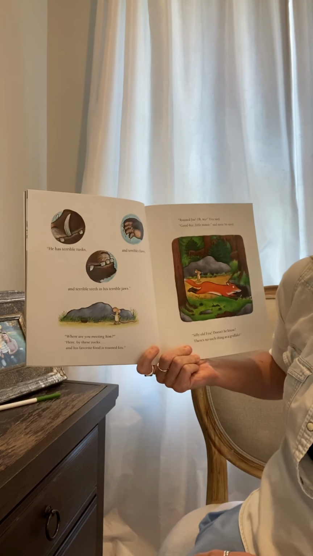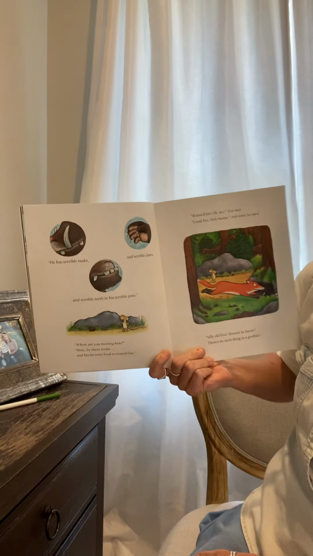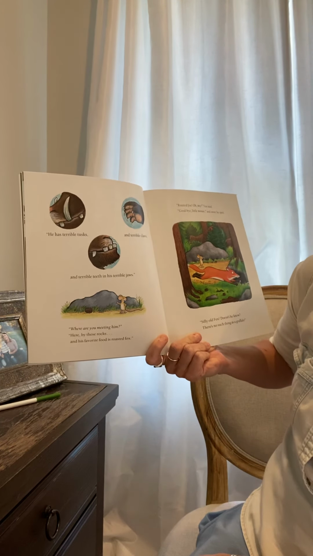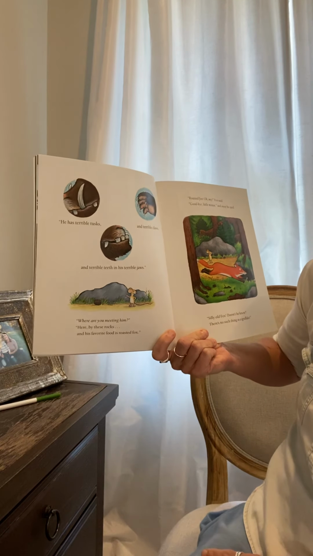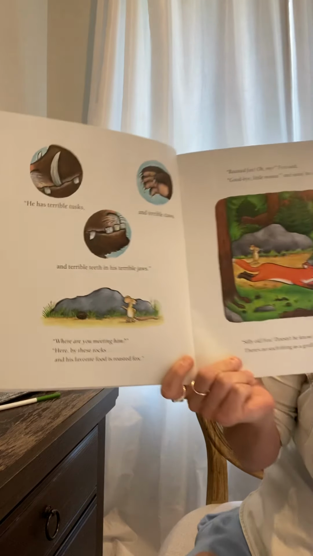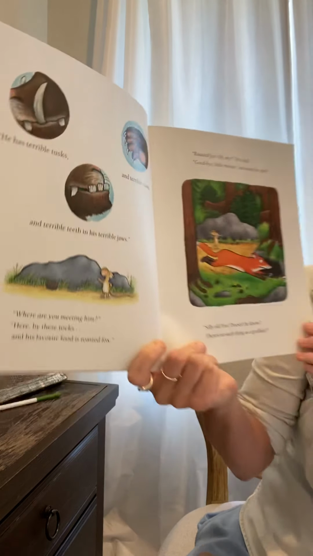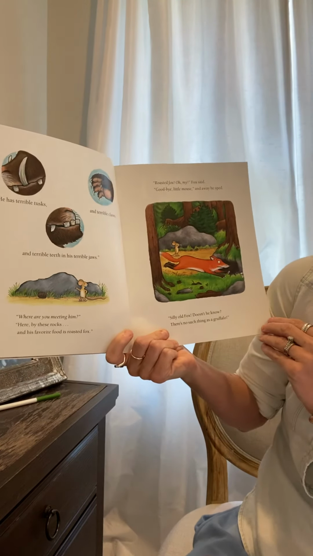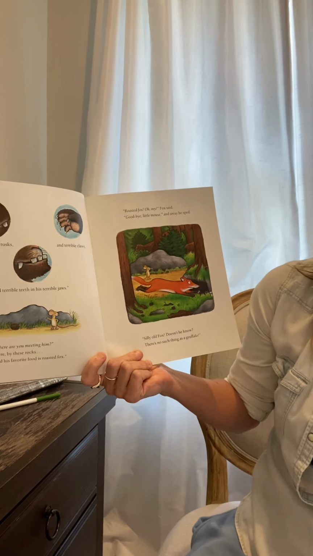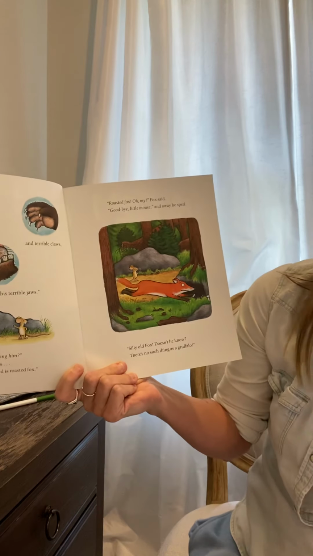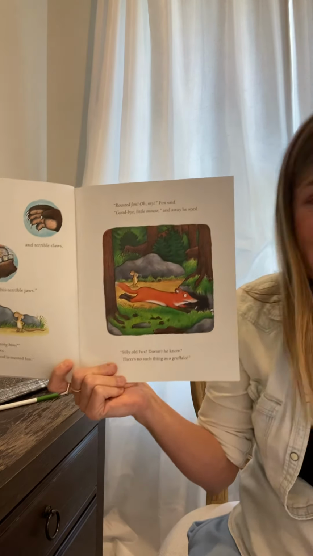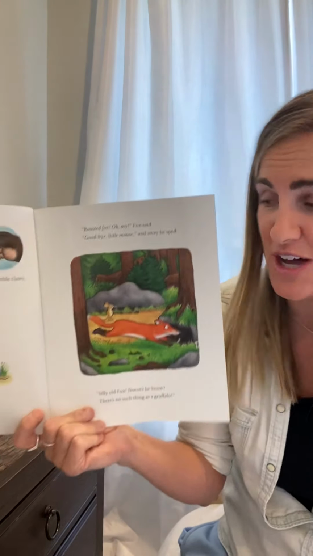He has terrible tusks and terrible claws and terrible teeth in his terrible jaws. Where are you meeting him? Oh, here by these rocks, and his favorite food is roasted fox. Roasted fox, oh my, fox said. Goodbye, little mouse, and away he sped. Oh, silly old fox, doesn't he know? There's no such thing as a Gruffalo.